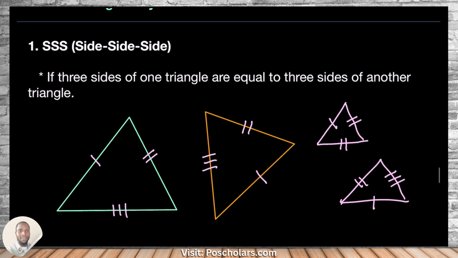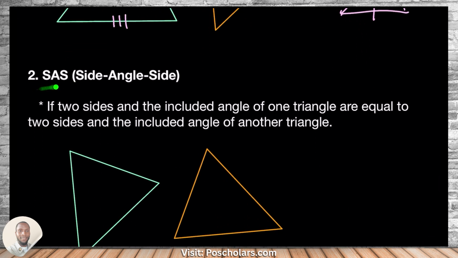The next test for congruency is the SAS, right? Now, this test says if two sides and the included angle of one triangle are equal to two sides and the included angle of another triangle. What does that mean?